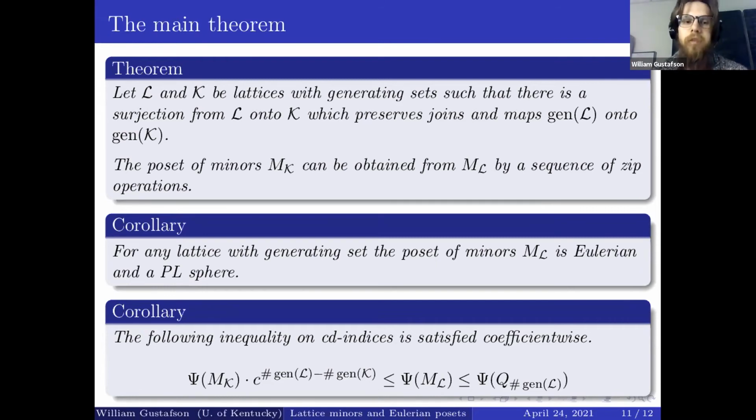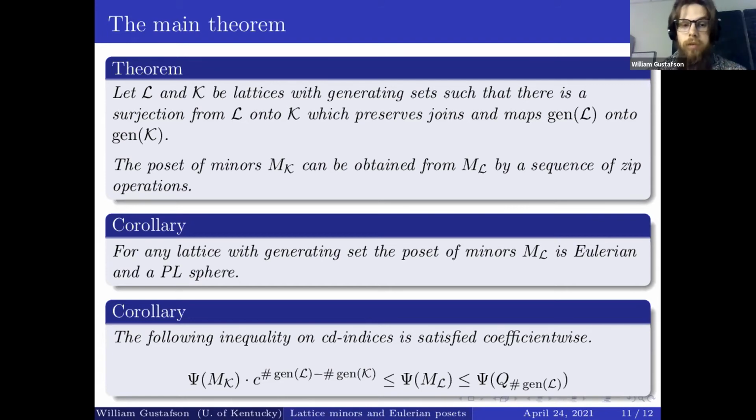All right, and the theorem of Nathan Reading's is that the zip operation preserves Eulerianness. Oh, sorry. First, I want to say the zip operation, I'm not going to go into it, but you should think about it as certain nice cell contractions on a cell complex. We'll see that in just a moment. But the zip operation preserves Eulerianness and PL sphericity.